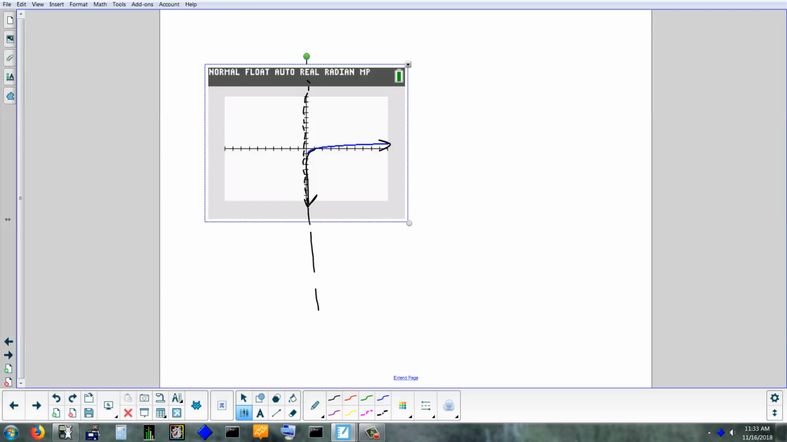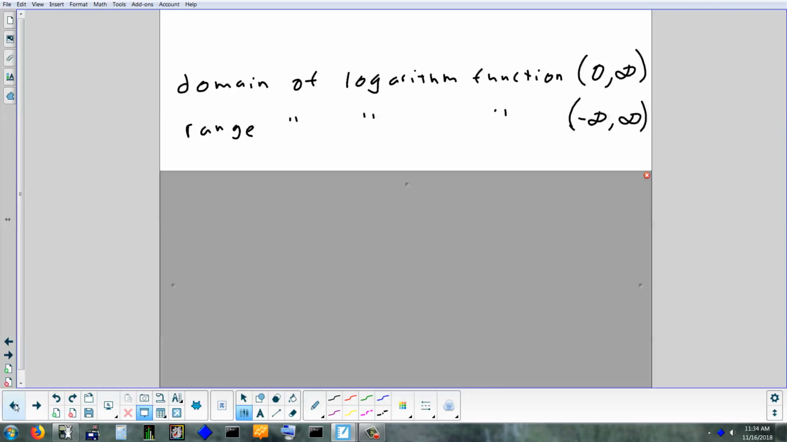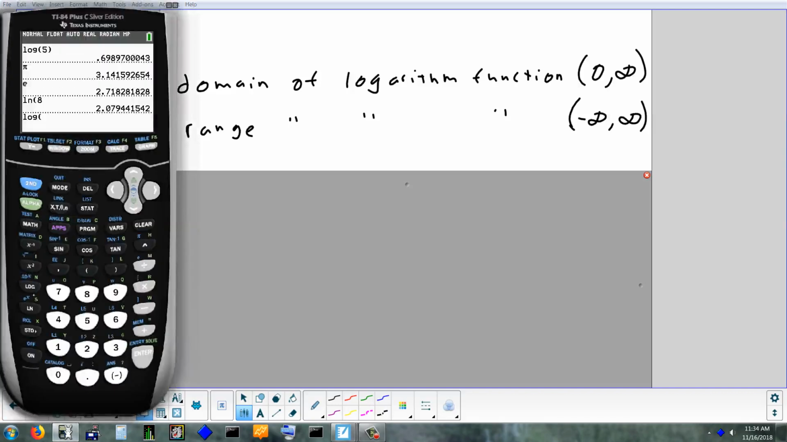Can't go past it. So it doesn't go to the left forever, but does it go to the right forever? What do you think, Sam? Yeah, it's just going to keep going like this. It's not going to change. It's just going to keep going up, extremely slow. Very, very slow. So the domain is from 0 to infinity for the log function. You cannot take the log of a negative number. It doesn't work. If you try it, log -3, I get an error saying that it's imaginary. We're not dealing with imaginary logs.